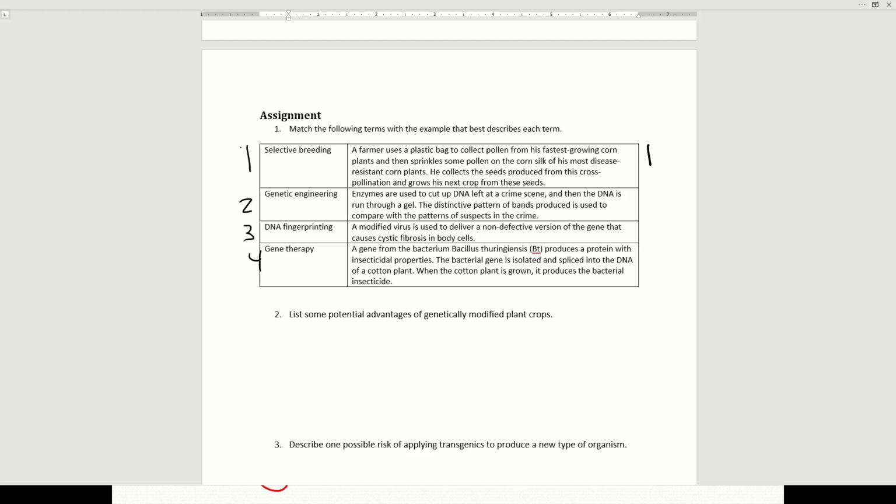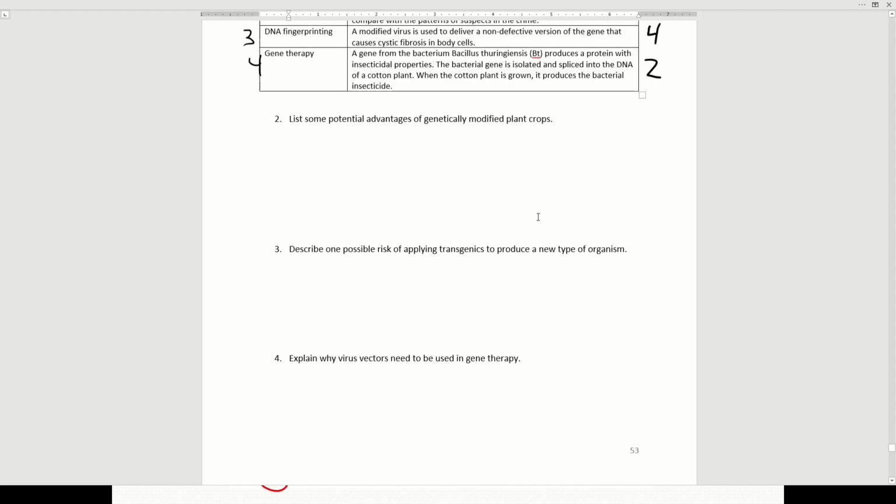Enzymes are used to cut up DNA left at a crime scene, so that's DNA fingerprinting. A modified virus is used to deliver a functioning gene, that's gene therapy. And a gene in a bacteria that produces a protein with insecticidal properties, so that is transgenics or genetic engineering.